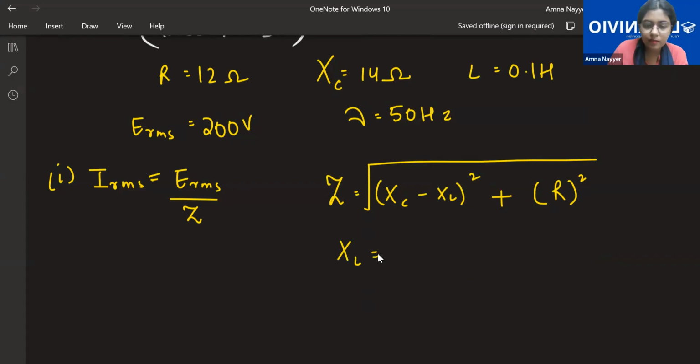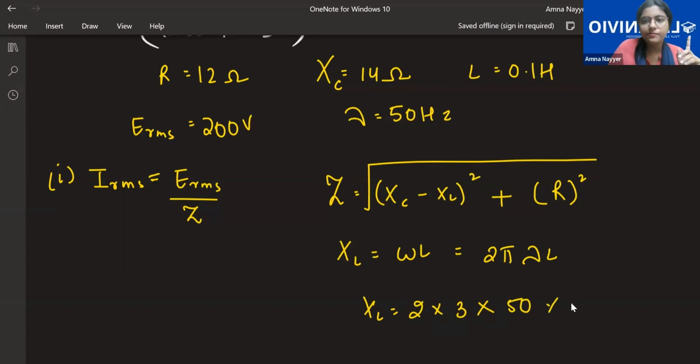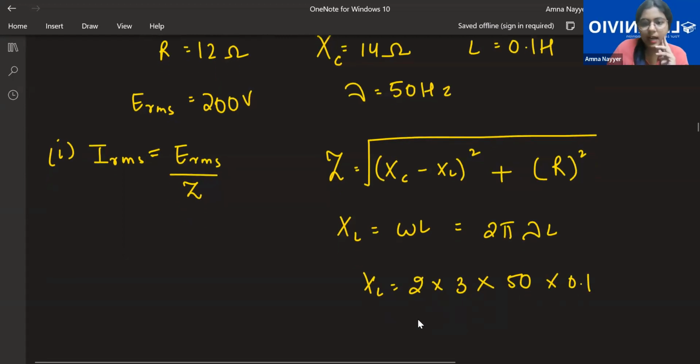XL is omega L, omega into L. Omega is not given, so for omega we use 2 pi nu, so XL is 2 pi nu L. It has already said take pi as 3, so we'll take it as 3. Frequency is 50 and L is 0.1. So you will have 30.